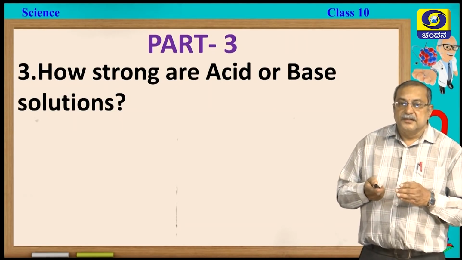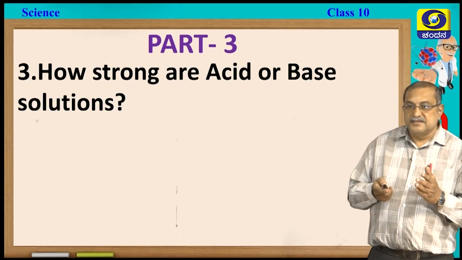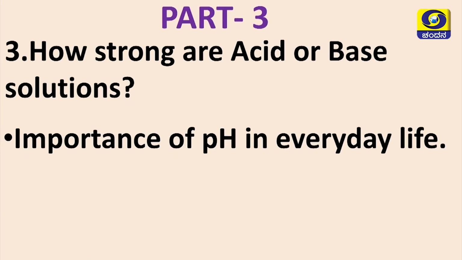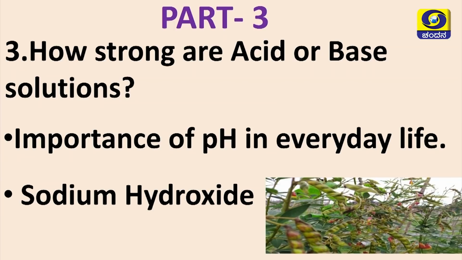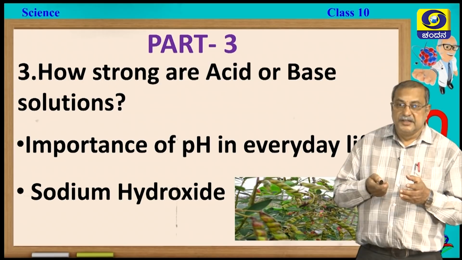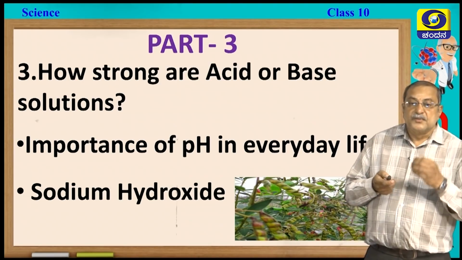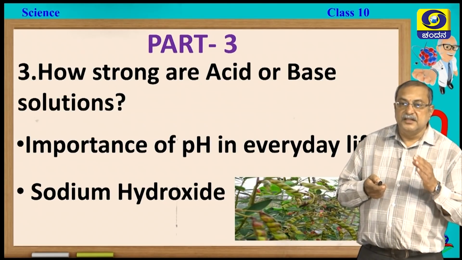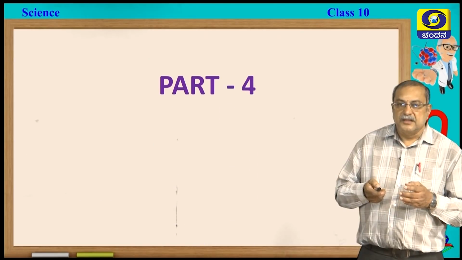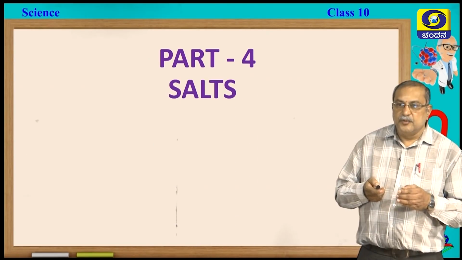In the third part, how strong acid or base solutions are. Okay. And also we learnt about the importance of pH in everyday life. So, I am showing plants here. That is also important. No? Plants require a suitable pH for development, growth properly and to give the yield properly. So, that is the importance, and also how we are going to manufacture sodium hydroxide, that we learnt in the third part. Okay. In the fourth part we are going to learn about salts.